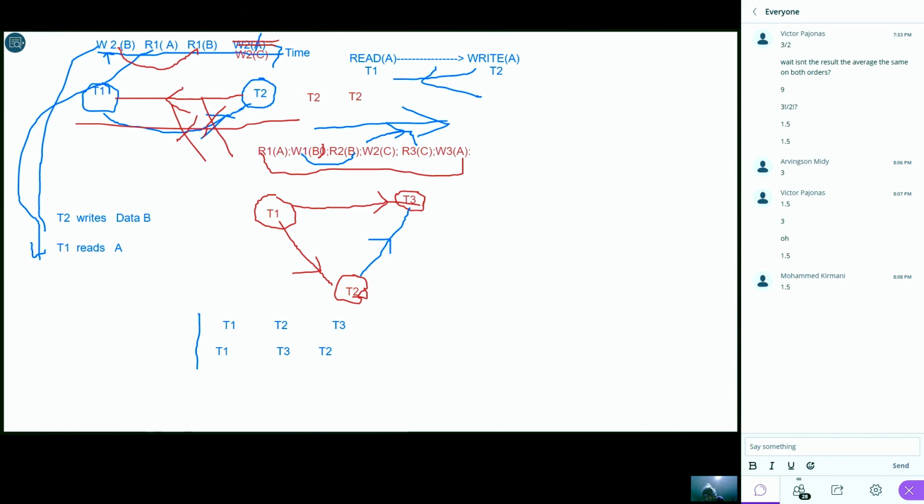Why are these two valid, this and this, from this picture? Okay, what does the serial schedule mean? That first one transaction finishes, and then the next one finishes, then the next one finishes. Okay?